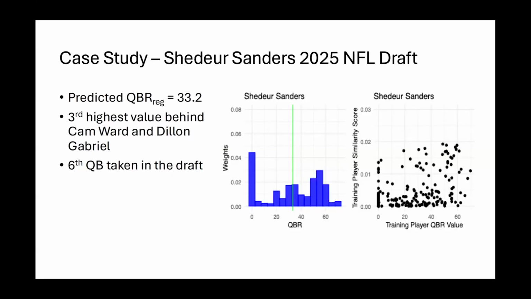Now, I can't say why that was, but there were definitely other variables at play besides just his college statistics. We also didn't include combine performance in our model, so that also probably contributed to why he ended up being selected lower than he was predicted.